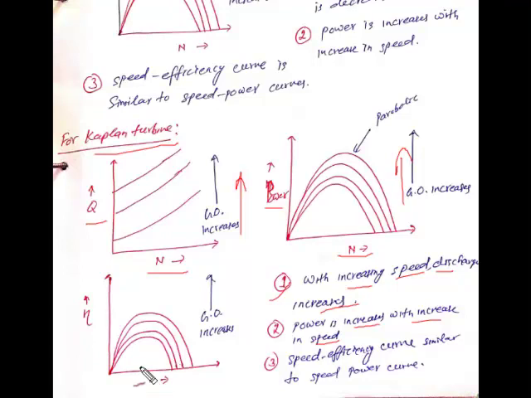In this we can see that when speed increases, efficiency also increases. This is similar for all turbines, that is the Francis turbine as well as the Pelton wheel turbine. So the third point noted is that the speed efficiency curve is similar to the speed power curve. This is the main characteristics for the Kaplan turbine.